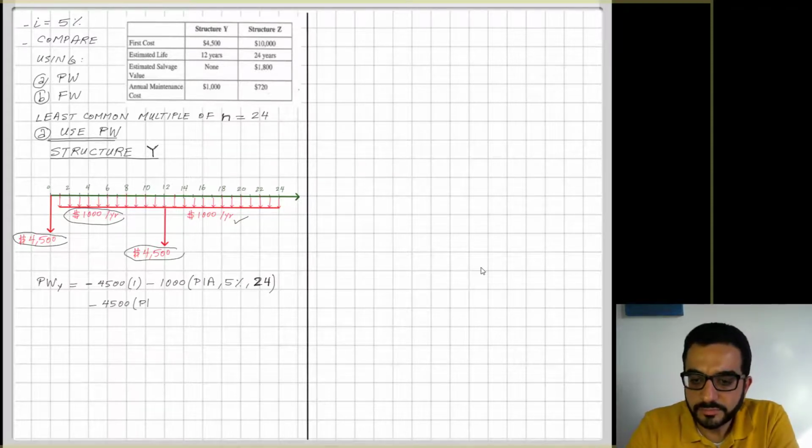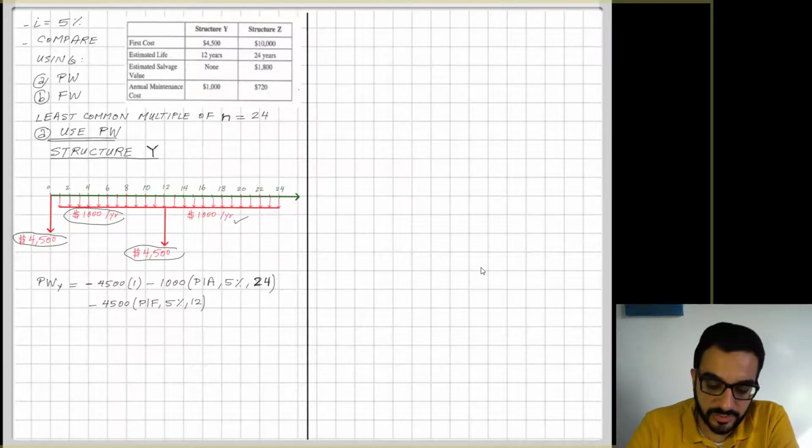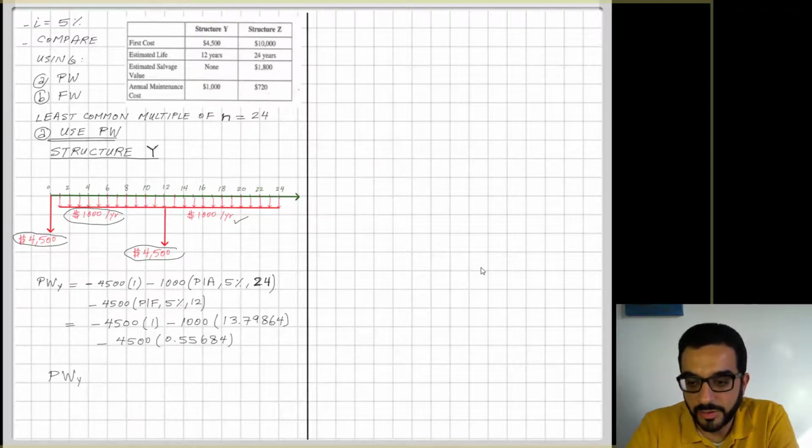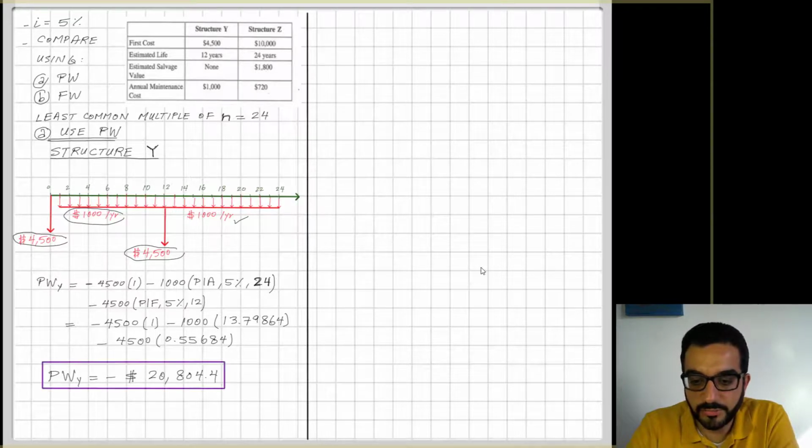And then the last part I will add here is the 4,500 initial cost of the second cycle of that structure. So we'll figure out the values of these factors from the tables or the formulas, and we'll end up with this present worth of structure Y to be around 20,800.